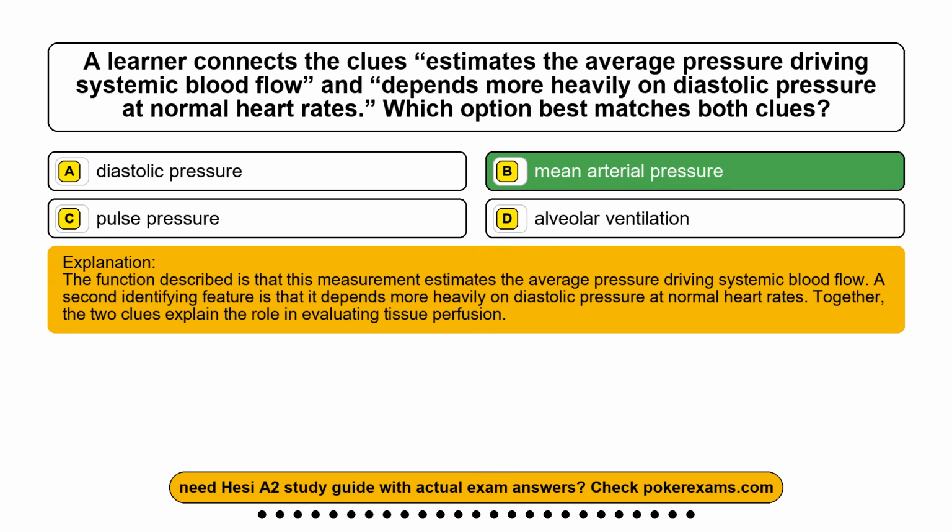The function described is that this measurement estimates the average pressure driving systemic blood flow. A second identifying feature is that it depends more heavily on diastolic pressure at normal heart rates. Together, the two clues explain the role in evaluating tissue perfusion.